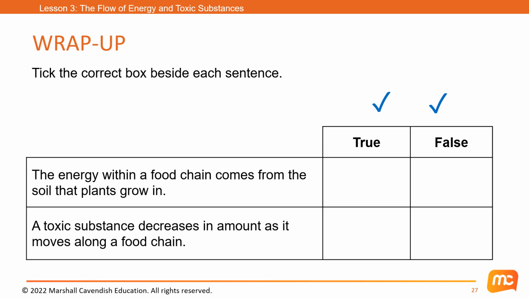What do you think? Do you think the toxic substance decreases or instead it increases? Still remember just now the example from the fish? Okay, good job. So the answer will be false.